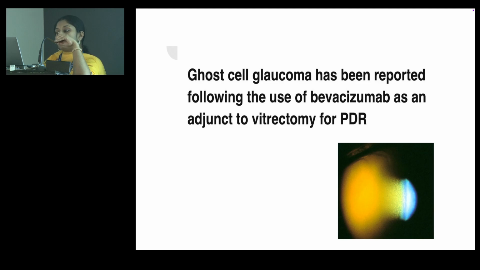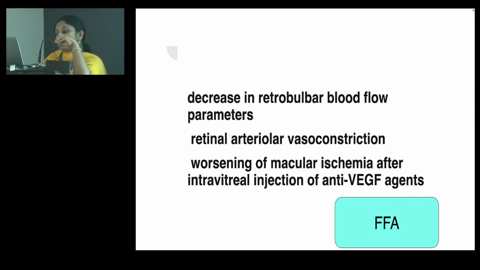Neovascular glaucoma has been reported following use of bevacizumab as an adjunct to vitrectomy for PDR in highly proliferative diabetic retinopathy cases. And another thing, in diabetic or CRVO vascular occlusion patients, repeated injection may cause a decrease in the retinal blood flow parameters, which leads to retinal arteriolar vasoconstriction and worsening of the macular ischemia. So people who are receiving a long course of anti-VEGF should undergo serial FFA just to document. Means if you are suspecting macular ischemia, FFA should be done in such cases.